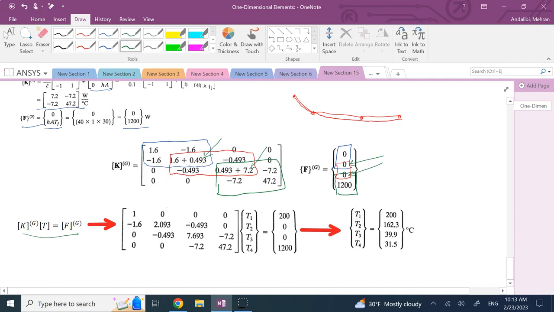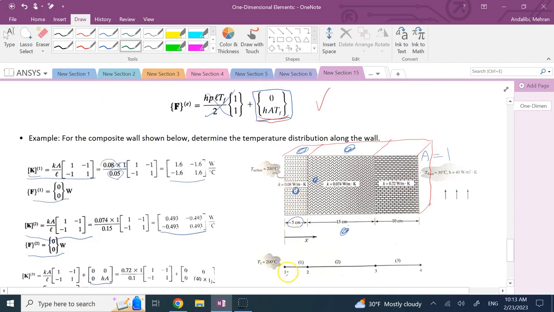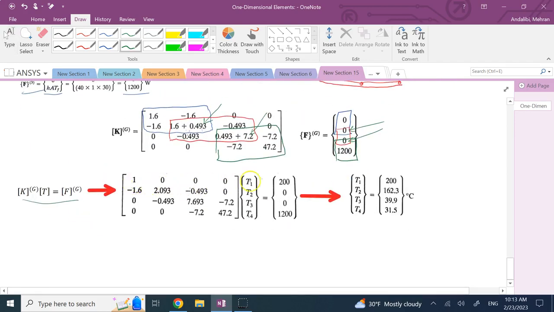Now, do I have any boundary condition? Yes. What is it? It's T of 1. T at node 1 is 200. So you add that condition here, that 1 times T1 equals 200. And so now the only unknowns you have are these 3 T's. You solve for them from the equations of row 2 all the way to row 4. And these are those temperatures that you can see, 162, 39, and 31.